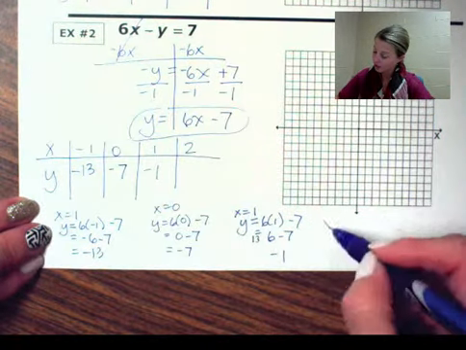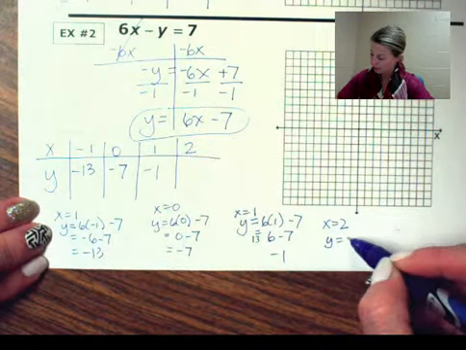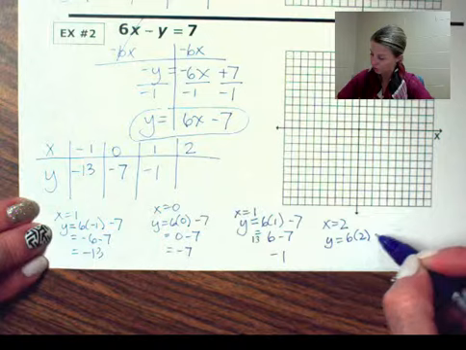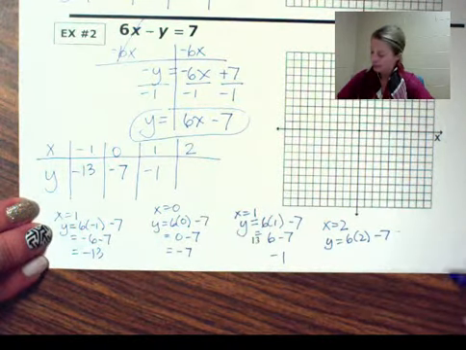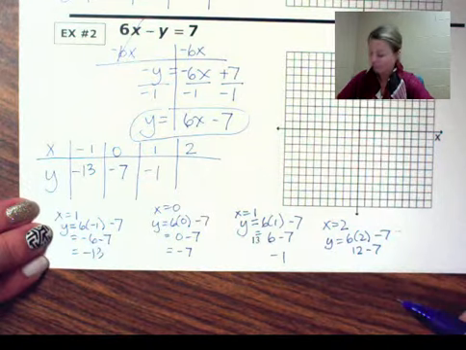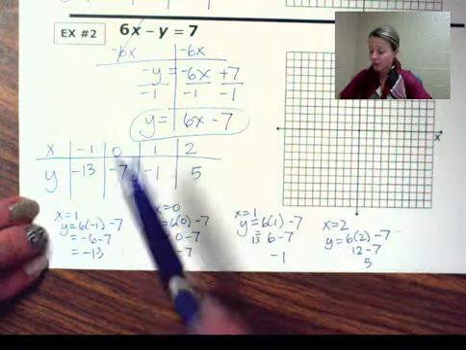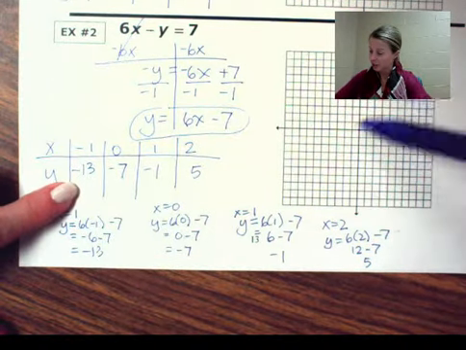And then finally, when x is 2, we're going to plug in. So I'm going to have y equals 6 times 2 minus 7. 6 times 2 is 12. 12 minus 7 is 5. So plug in 5. Now, when you go to plot, these grids go out to 10.